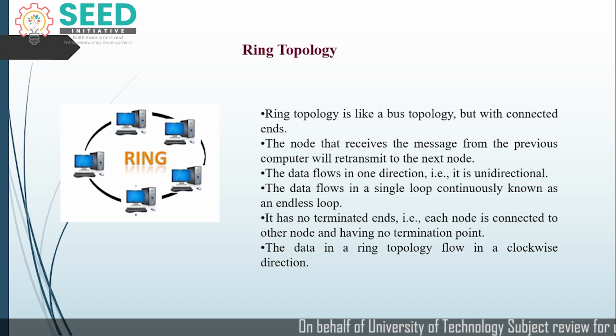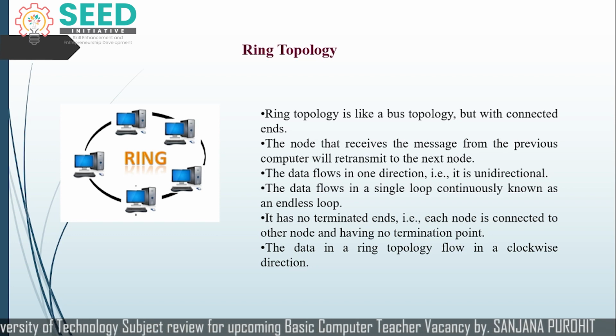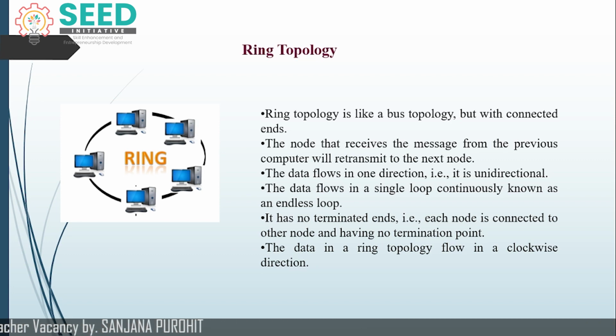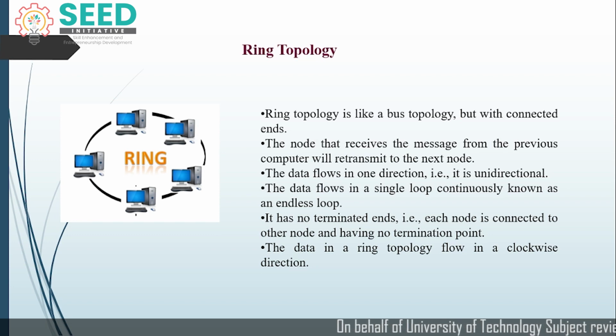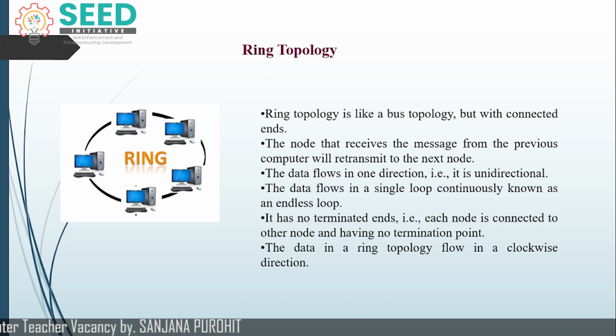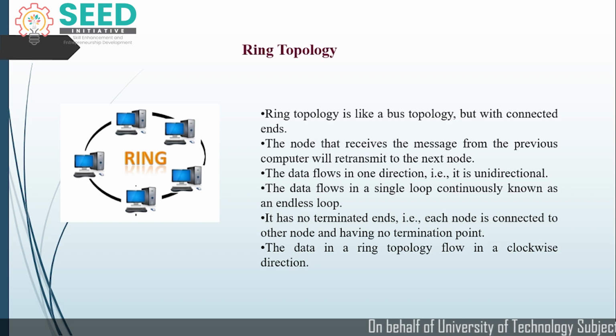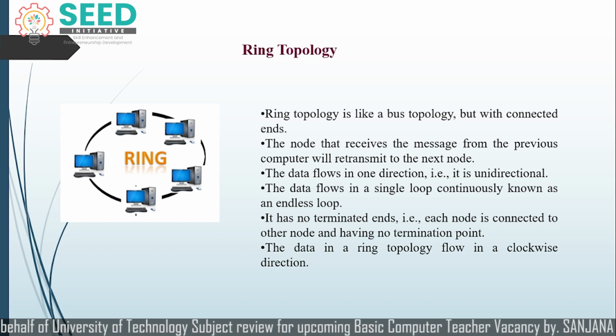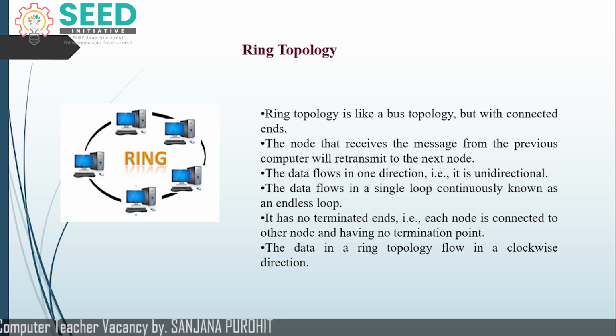Next, the data flows in a single loop continuously, which is known as an endless loop. It has no transmitted ends. Each node is connected to the other node, with no termination point in the ring topology. The data in a ring topology flows in a clockwise direction.